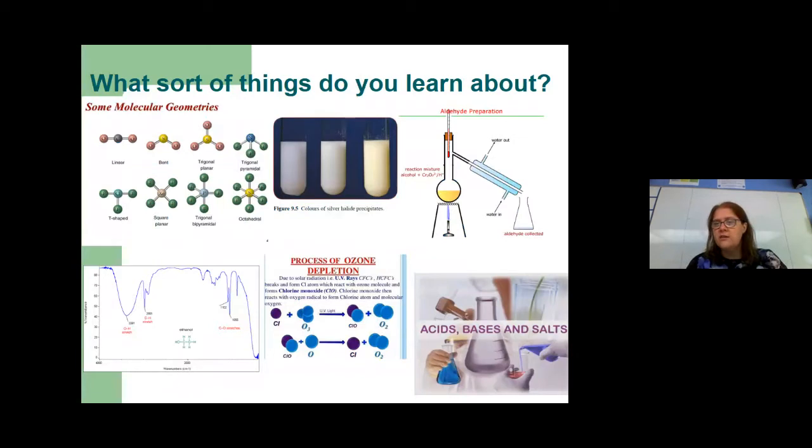So what sort of things might you learn about? Okay, so here's a bit of a snapshot of some of the things you might learn about. These diagrams over here are talking to you about the shapes of molecules. As well as just learning about the types of bonding, we need to learn about the three-dimensional structure of these molecules, because that helps us work out how they interact and bond with other things.